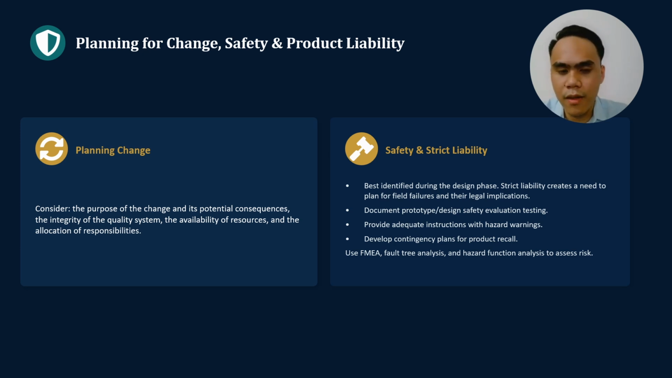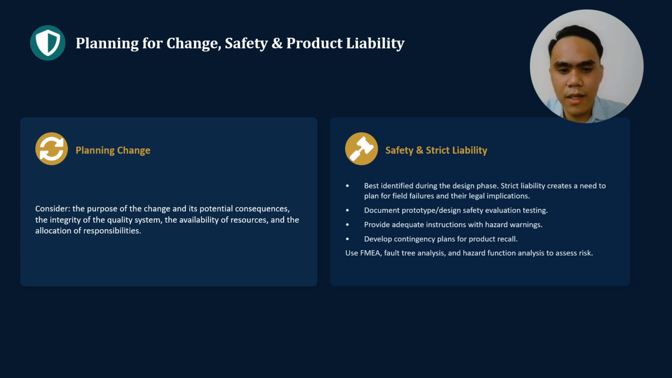The rule of strict liability has created a need to plan for field failures and the legal implications. Strict liability, for context, generally means a manufacturer can be held responsible for a defective product's harm regardless of fault or intent, which is exactly why proactive planning here matters so much. These procedures may include documenting prototype and product design evaluation, testing for safety, providing adequate operational instructions with warnings against the known hazards, and developing contingency plans for product recall.